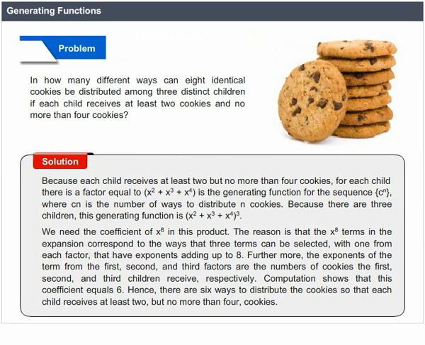The reason is that the exponents in the terms of the expansion correspond to the ways that 3 terms can be selected, one from each factor, that have exponents adding up to 8. Furthermore, the exponents of the terms from the first, second and third factors are the number of cookies the first, second and third children receive respectively. Computation shows that this coefficient equals 6. Hence, there are 6 ways to distribute the cookies so that each child receives at least 2 but no more than 4 cookies.